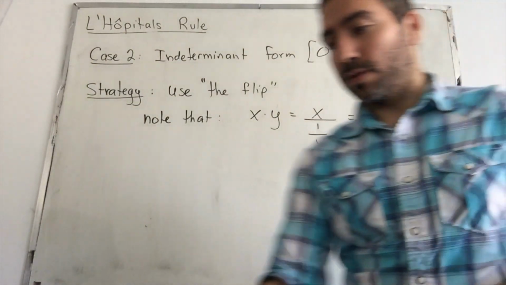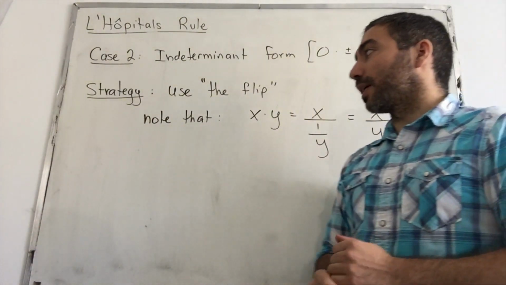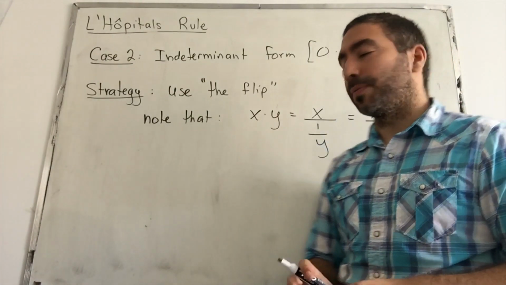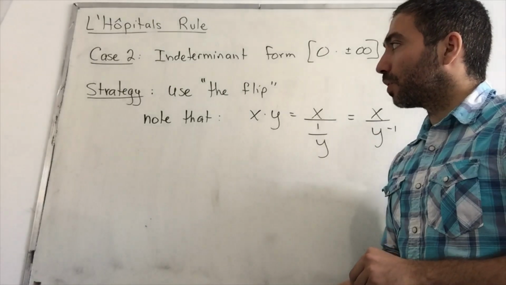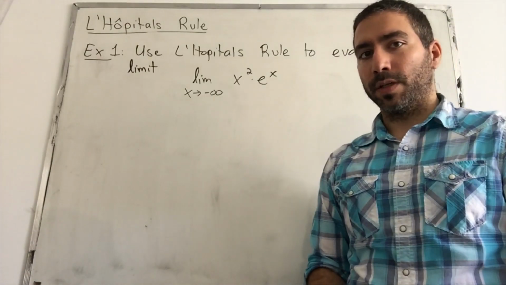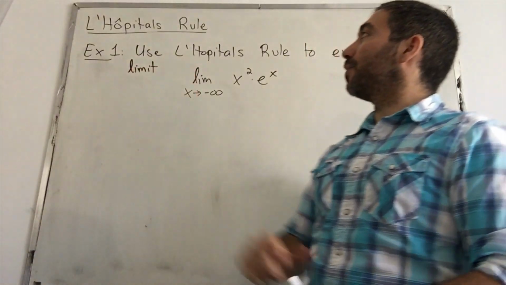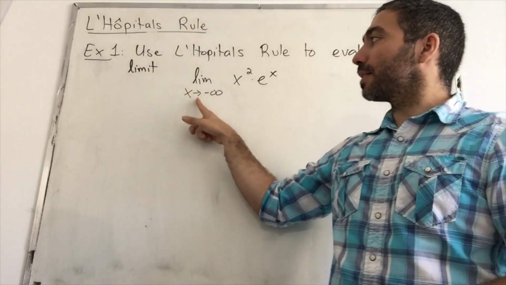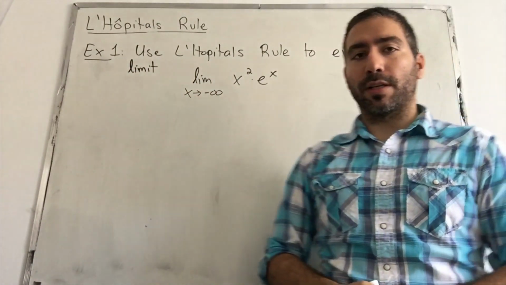It's normal. But the more you practice, like I said, you'll have a better idea, an intuition of which function to flip and which not. Okay, so let's take a look at a couple of examples. In this example, we have to use L'Hopital's rule to evaluate the following limit. The limit that's given is the limit as x tends to negative infinity of x squared times e to the x.